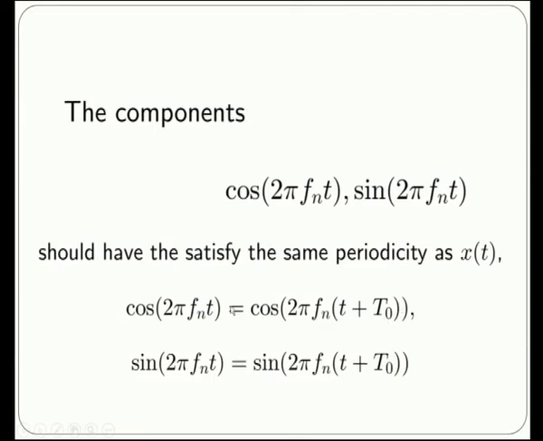In the same way, here also we are expecting the sinusoidal signal, that is cosine 2 pi f n t is equal to cosine 2 pi f n of t plus t naught. The cosine signal is periodic with respect to t naught. The other component, sin 2 pi f n t, is represented as periodic: sin 2 pi f n of t plus t naught. So, what it represents is that the sine signal is periodic with respect to the fundamental period t naught.